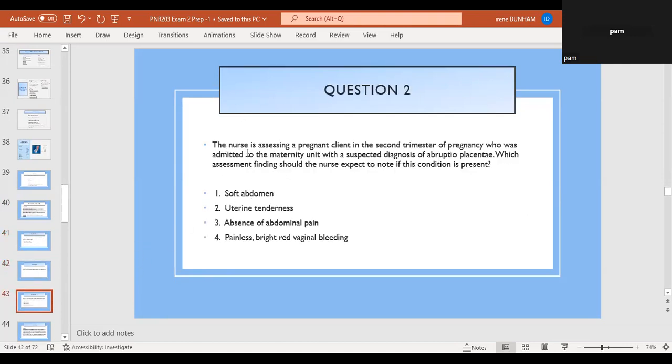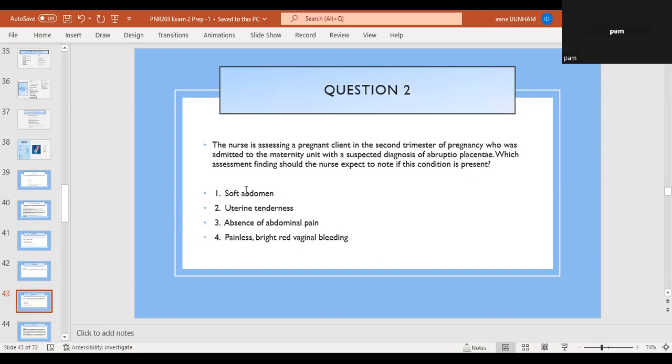The next question. The nurse is assessing a pregnant client in the 2nd trimester of pregnancy who was admitted to the maternity unit with a suspected diagnosis of abruptio placentae. Which assessment findings should the nurse expect to note if this condition is present? Again, what is the question asking me? This is telling me a little story about assessing a pregnant client in the 2nd trimester who was admitted to the maternity unit with a suspected abruptio placentae.